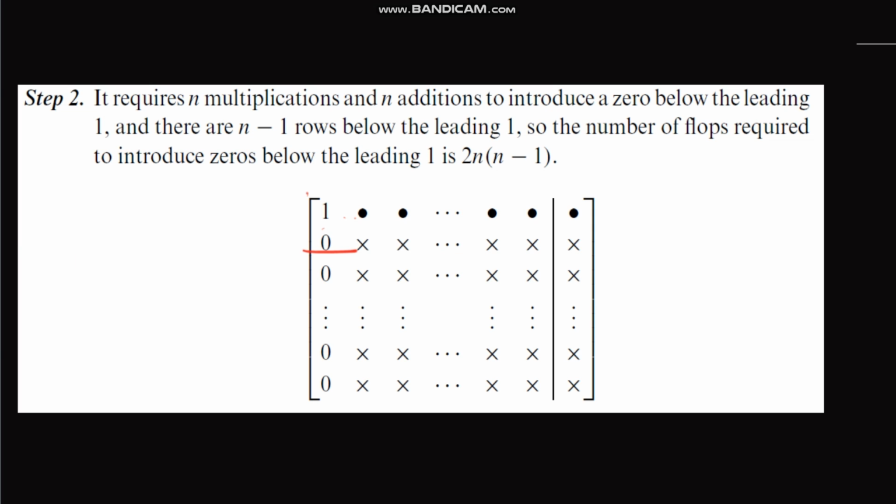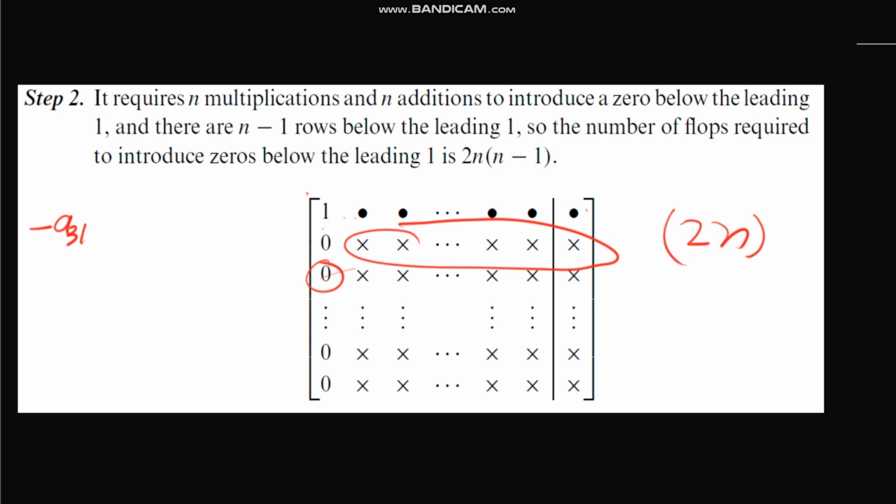But now come to this one. We have calculated this row, so we needed 2n floating point operations. But how many such rows are there? Because we have to introduce 0 also here. So in this case, we will multiply minus a31, the third row, first column, with R1, then add with R3. In this way, we have to go all the way up to the last one.